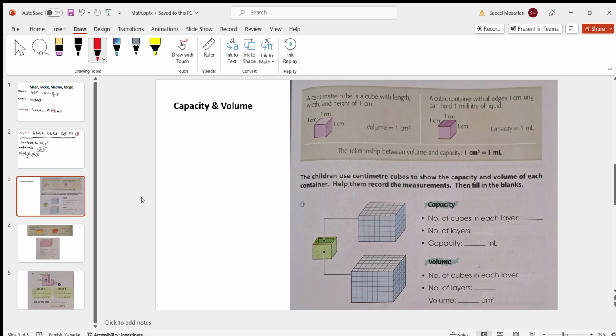Hi guys, in today's video, I'm teaching you about capacity and volume. So let's get started.